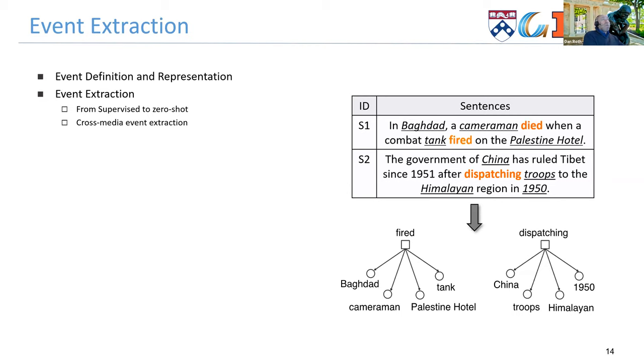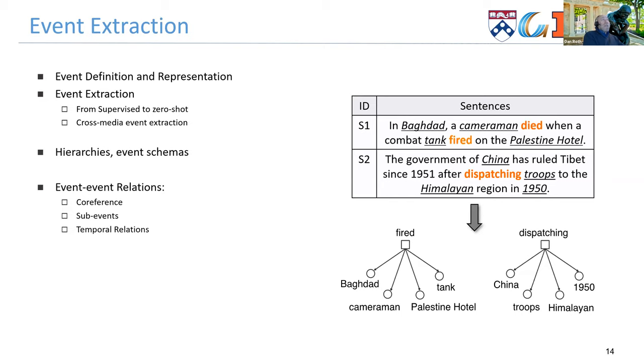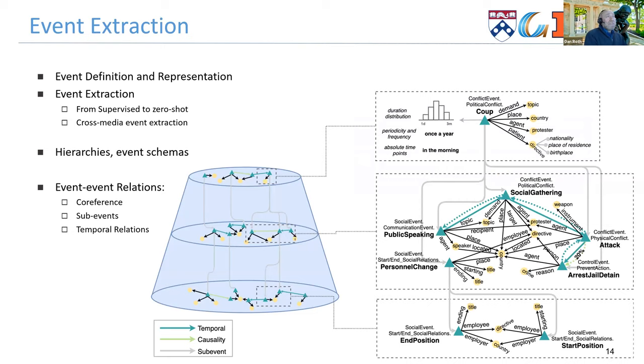Of course, we want to move beyond single events and think about relations between events, multiple relations between events, from coreference relations to child-parent relations to temporal relations between events. And overall, we want to present this kind of schema view of events where multiple events co-occur or occur in a process, and we want to identify them and identify relations between them.